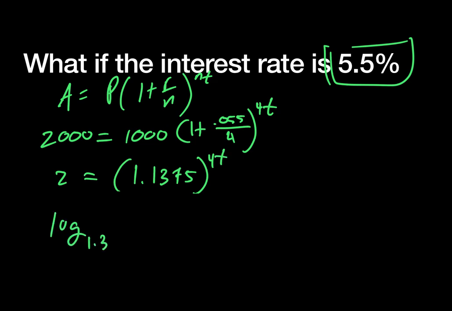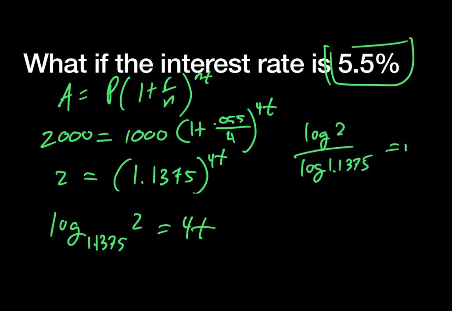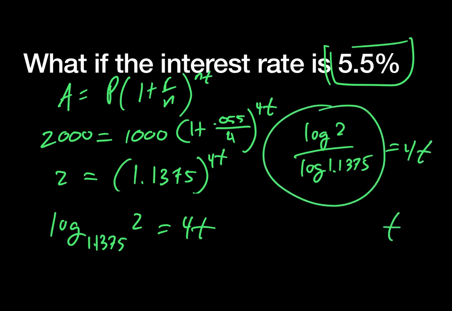Log base 1.01375 of 2 equals 4t. Convert it. Log of 2 over log of 1.01375 equals 4t. You find this number divided by 4, and it's 12 point, what was it? 689, something like that? So you shave over a year off the time it takes to double with just 0.5% more.